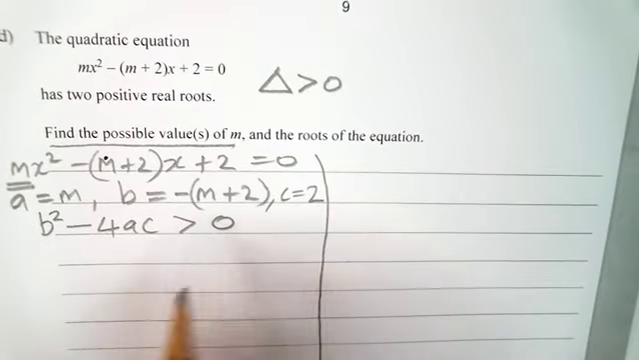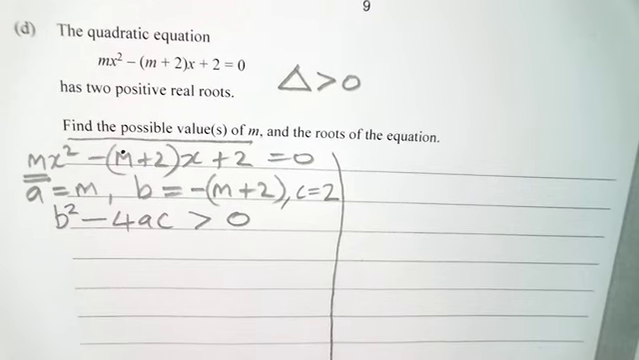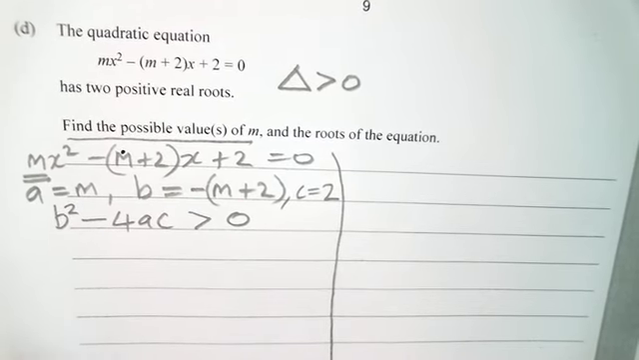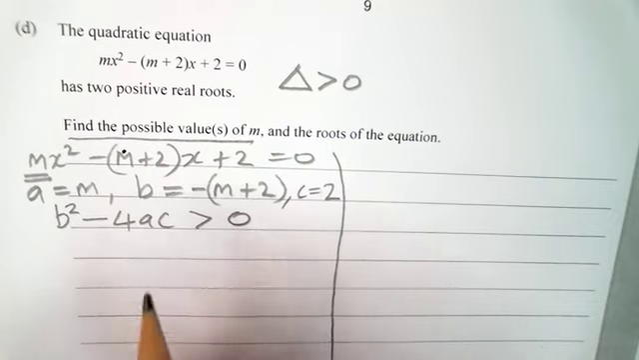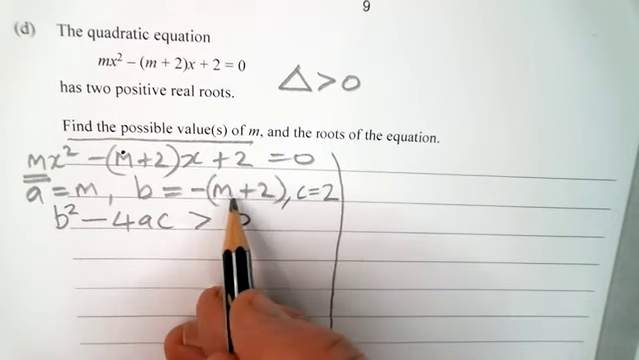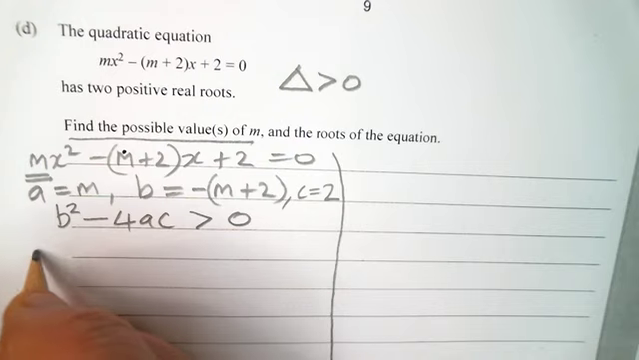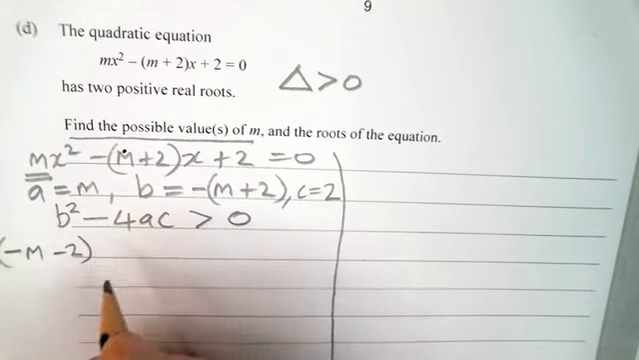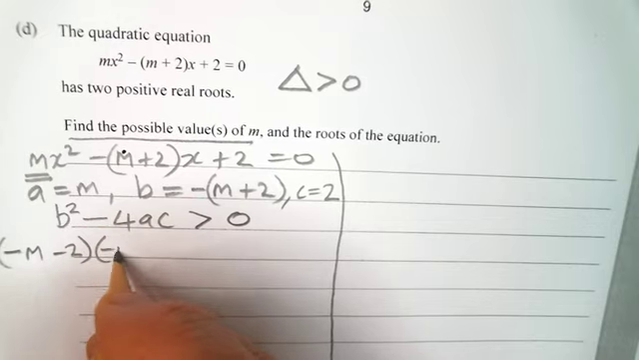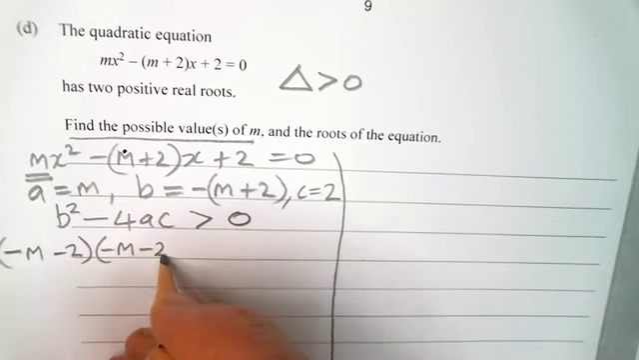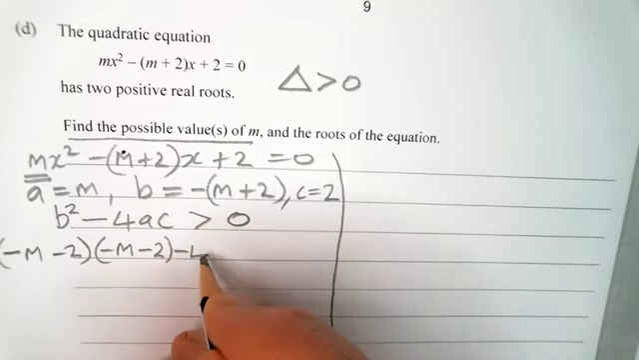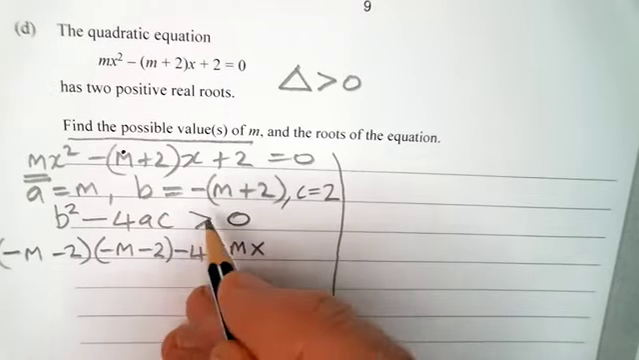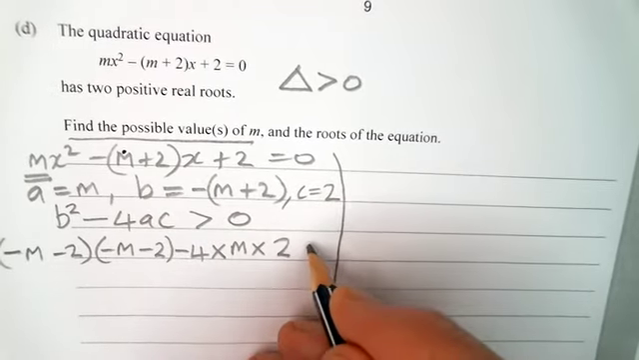I'm not going to be too worried about where the inequality and equals line up. I would like to get them under each other, but I'm constricted in space here, and I know it's not going to play out quite as I'd like. So b is equal to negative (m plus 2). I'm going to write that out, so really I'm going to write minus m minus 2. I'm much happier with that. And I'm going to write it twice because I'm just going to multiply them to each other. Minus 4 times a, which is m, times c, which is 2. And it's going to be greater than 0.